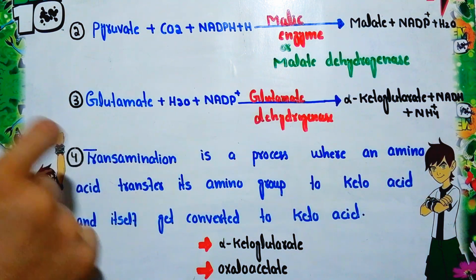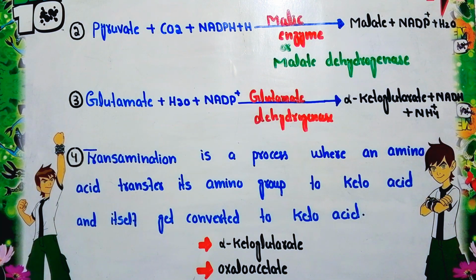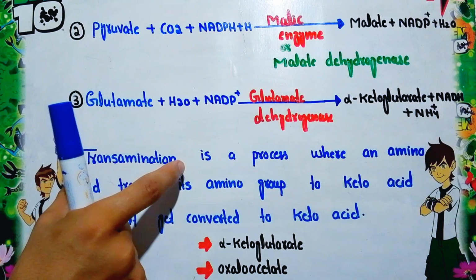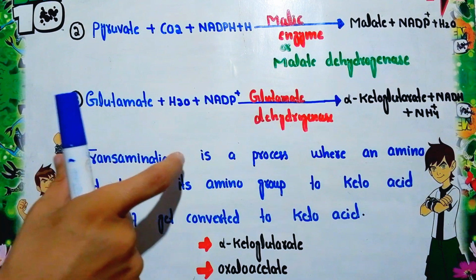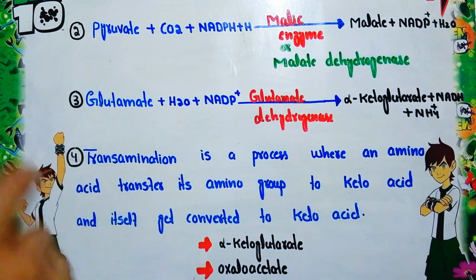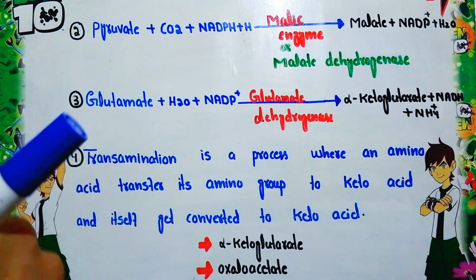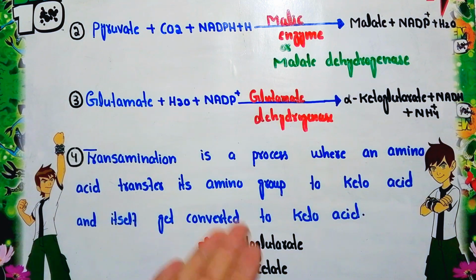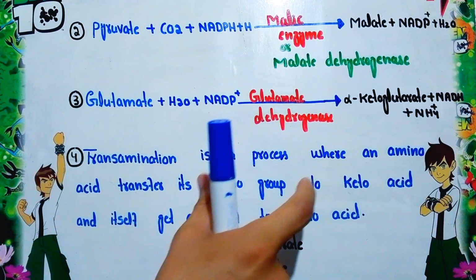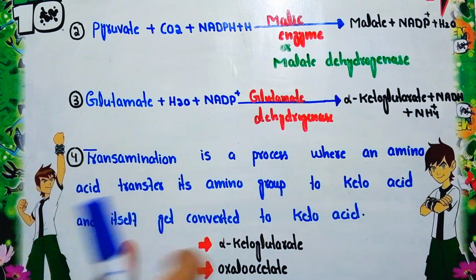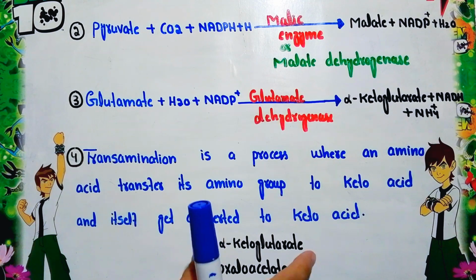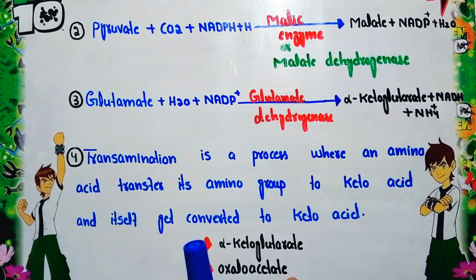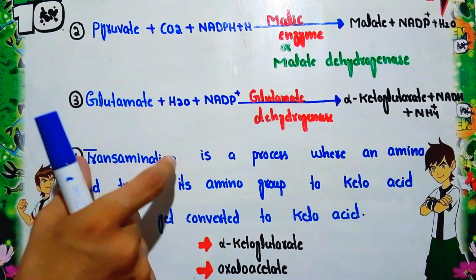Now here is the final example of the anaplerotic reaction, that is transamination. Transamination is the reaction through which the amino group of an amino acid is transferred to a keto acid. As a result, the keto acid, after accepting the amino group, is converted into a new amino acid, and the original amino acid is converted into a keto acid. Through this reaction, mainly two intermediates of the TCA cycle are replenished. These two intermediates, alpha ketoglutarate and oxaloacetate, are formed through this amination reaction of the TCA cycle.